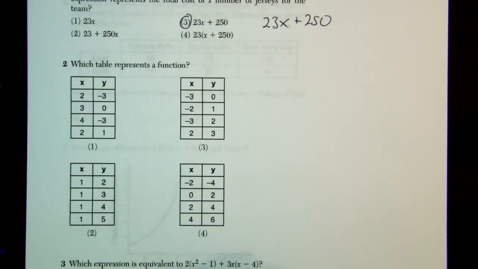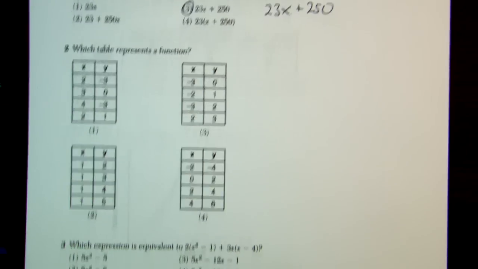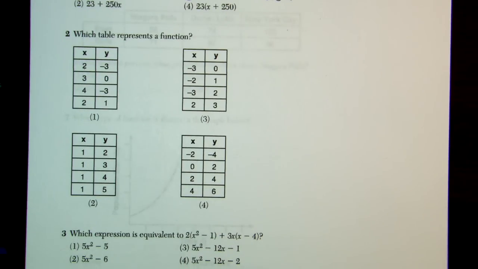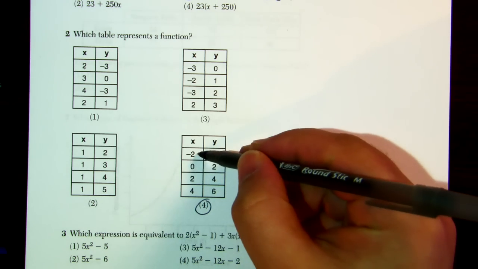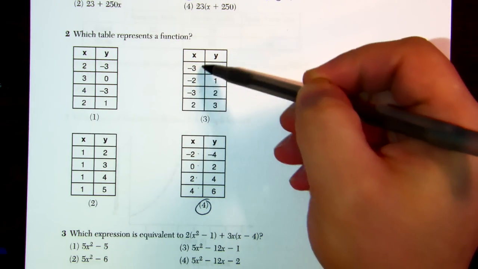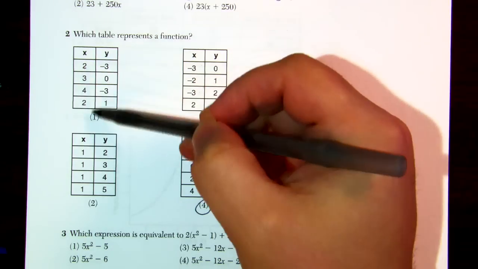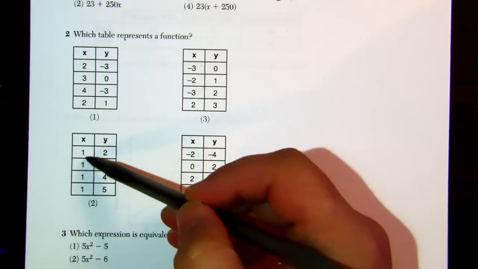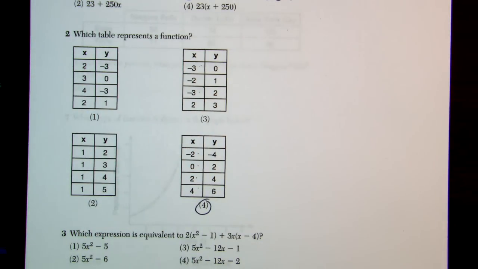Next one. Which table represents a function? Remember, functions are 1 to 1, so you don't want to see any repeats in the x column. So if you look at the x's here, the only one that shows that is choice 4. No repeats. You got negative 2, 0, 2, 4. The other ones do show. Here we got 2 negative 3s. Okay, here we got 2 number 2s. Over here, that's just repeating going down, so that's definitely not a function.